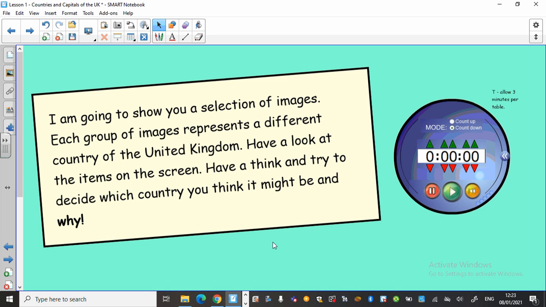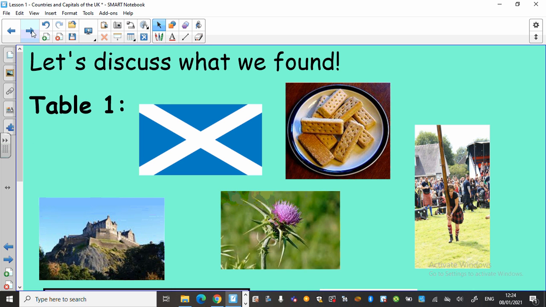Okay, so when I flick through the screens, obviously remember to pause so you can have a proper look at each one. Maybe give yourself a minute, 2 minutes to have a look and decide which country you think it might be. Okay, up for the challenge? Right, let's have a go. So this is the first one. Okay, it says table 1. It was going to be on tables, but this is the first one here. Okay, so 5 images, pause the screen, try and decide which United Kingdom country you think it is.